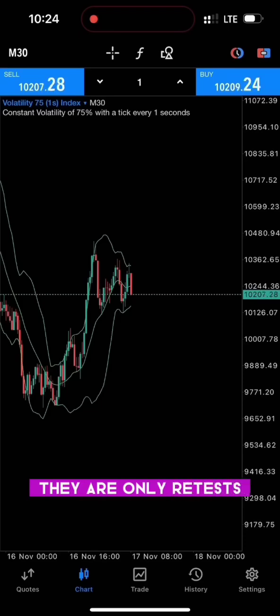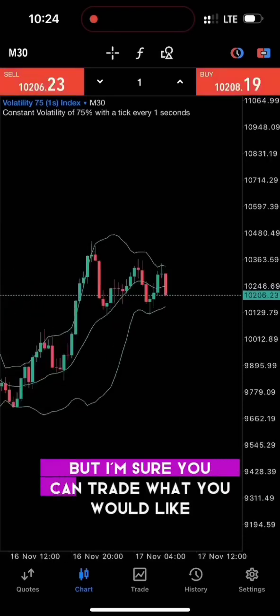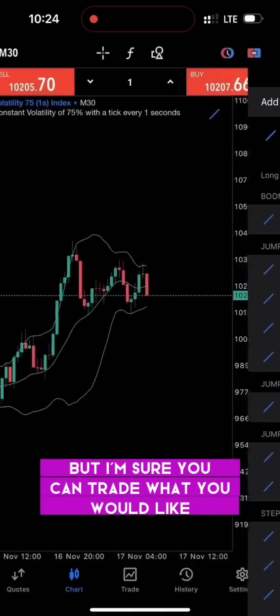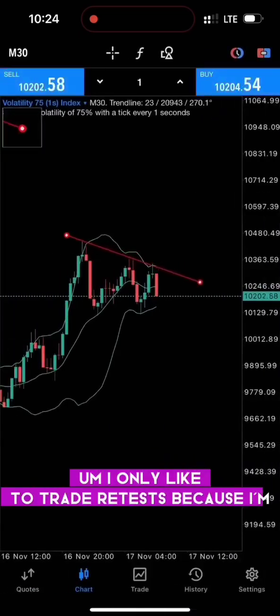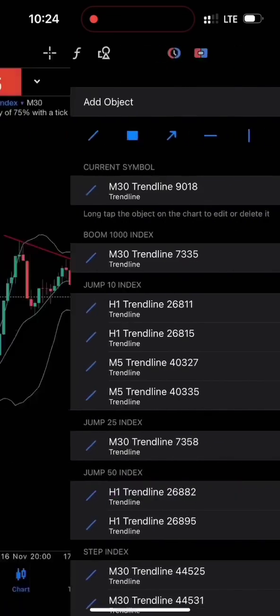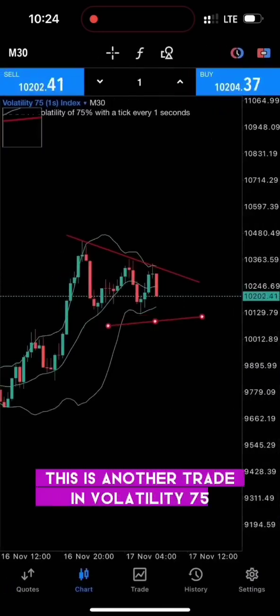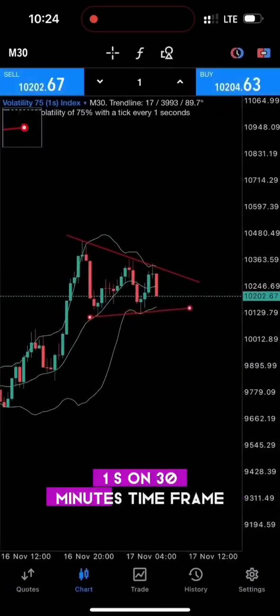They are only retests, but I'm sure you can trade what you would like. Don't worry, don't try to copy me. I only like to trade retests because I'm very good at those. This is another trade on Volatility 75 (1s) on the 30 minutes time frame.